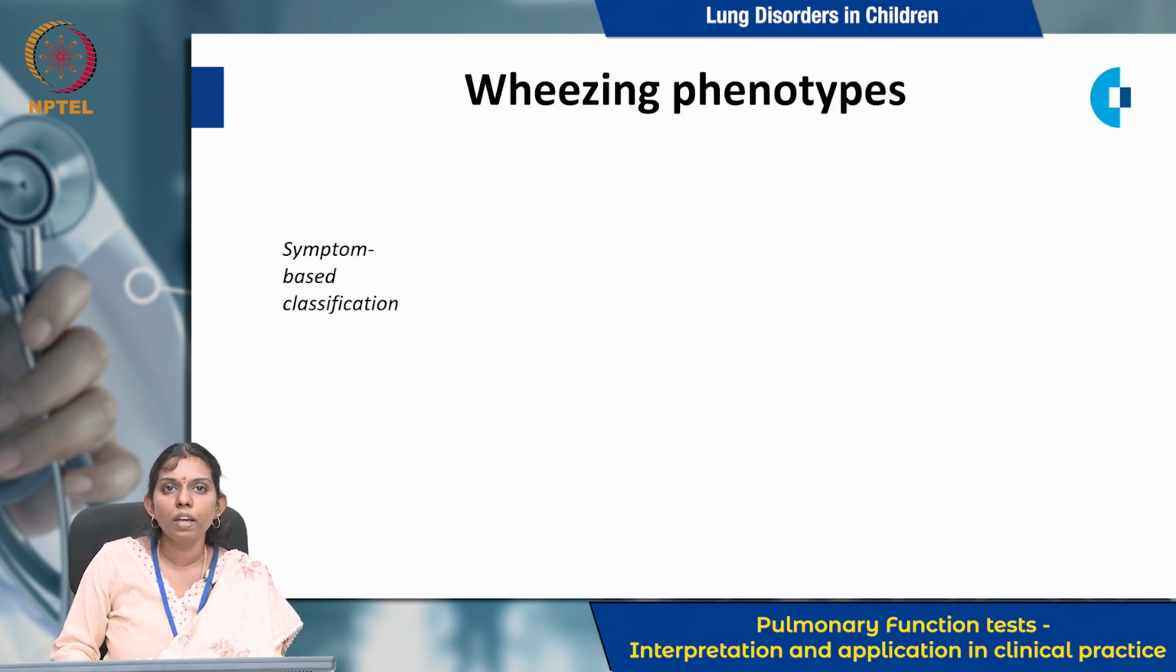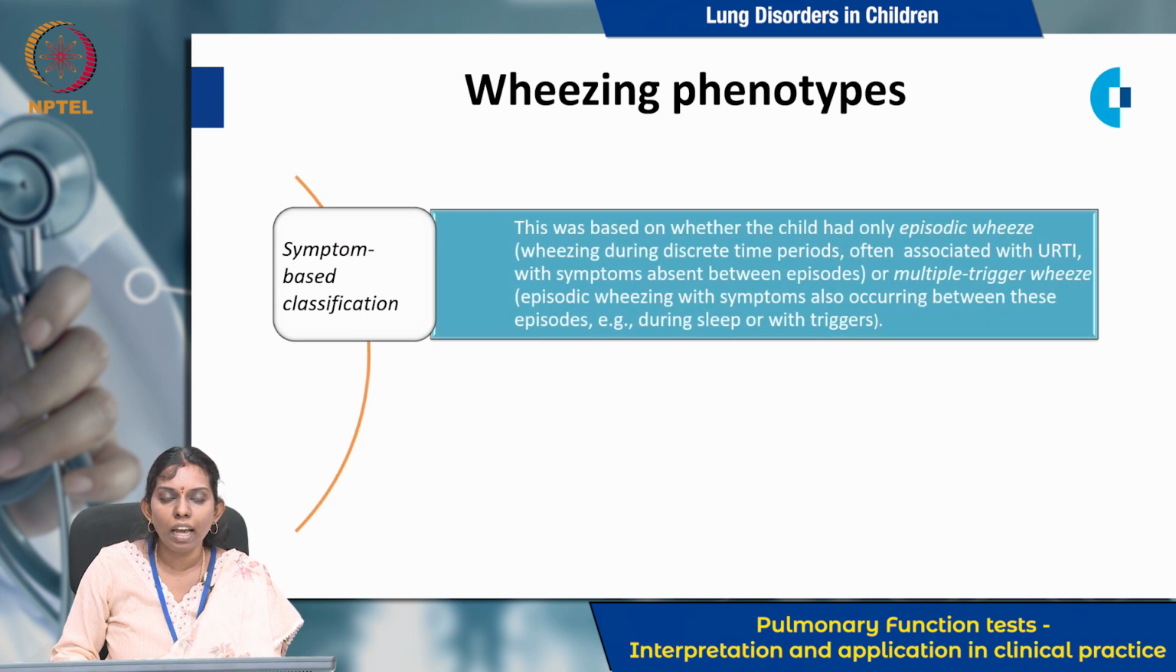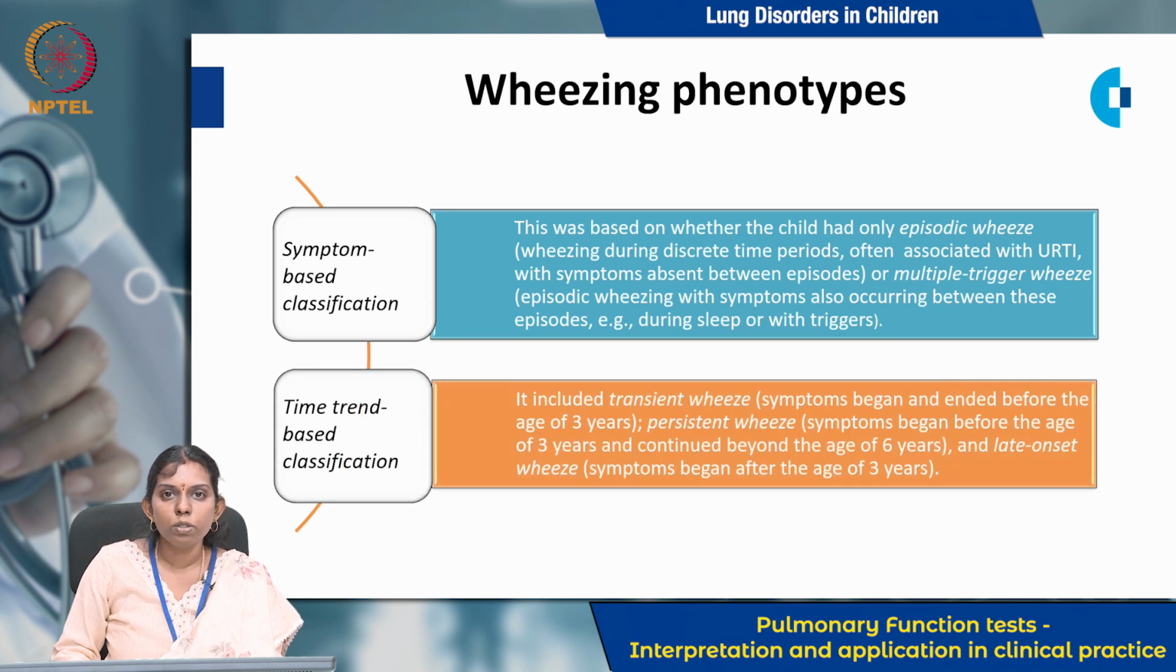So what is the phenotype in a child who is 5 years or less? We classify it as symptom-based classification and trend-based classification. Symptom-based, we classify as an episodic wheezer and a multi-trigger wheezer. Episodic wheezers have wheeze over discrete periods, often associated, as we said, with a viral upper respiratory tract infection, and the child will be totally normal in between the episodes. Second comes your multi-trigger wheeze, where the child, even without an upper respiratory infection or any triggers, might have symptoms in between the episodes.